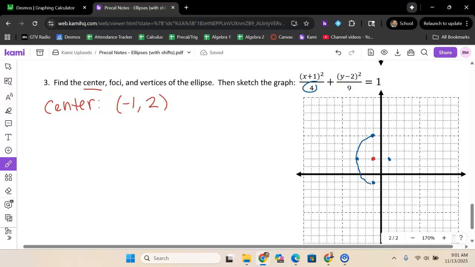Go ahead and graph the ellipse. It's stretched more vertically. So our vertices are going to be those coordinate points on the y-axis, or on the vertical axis here. You can just list those points. What are those coordinate points? It's -1, 5 and -1, -1. You can absolutely just list it that way.